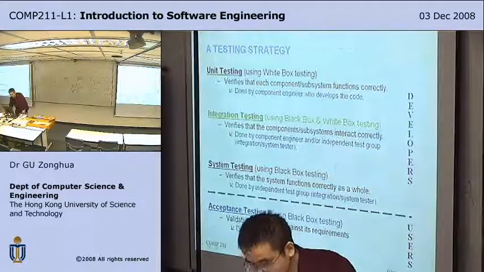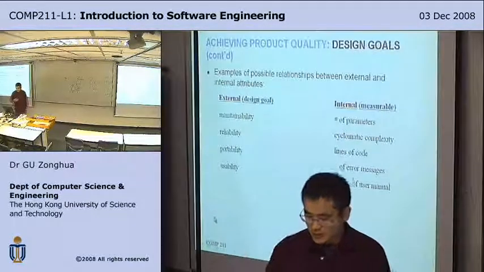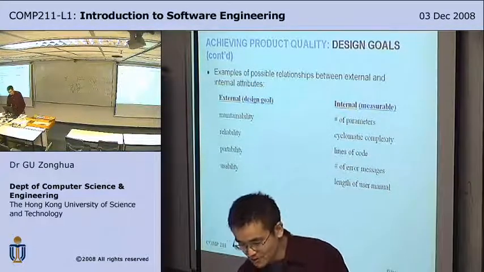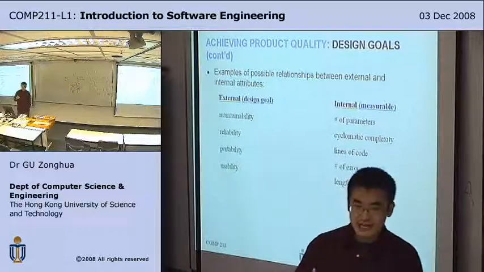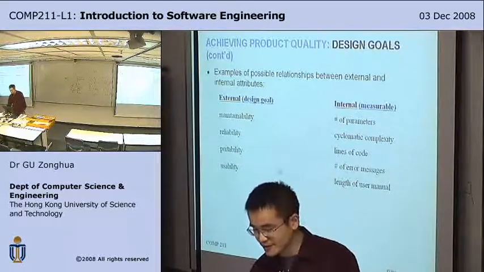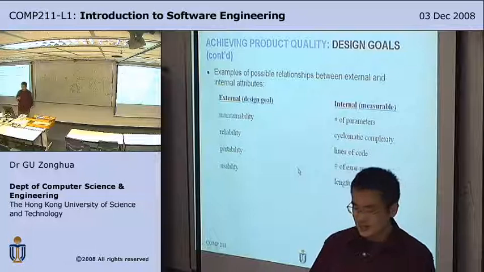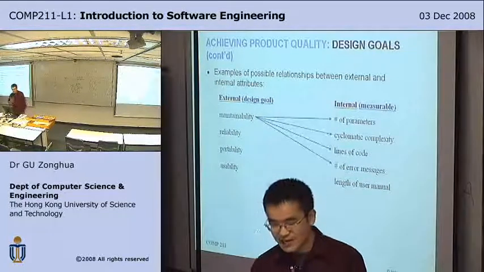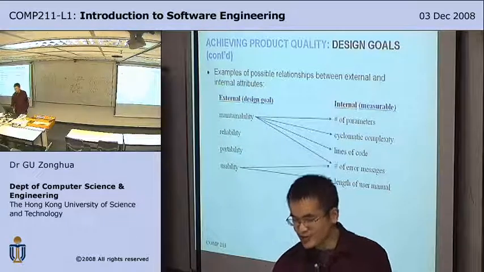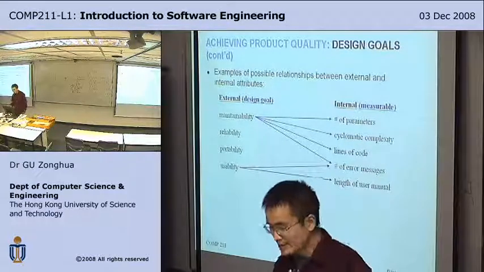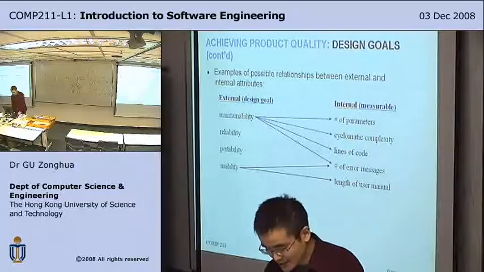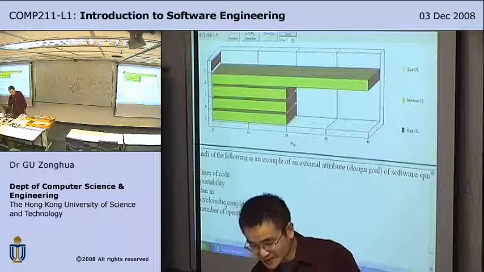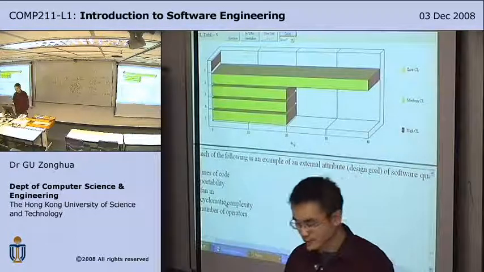So remember the difference between the external quality and internal metrics. External is the maintainability, reliability, all the qualities. Internal is the measurable things like number of parameters, number of lines of code, and cyclomatic complexity. So we're trying to predict the external design goals from the internal metrics, and this is part of the estimation process. So all the others, like lines of code, fan-in, cyclomatic complexity, these are internal attributes, not external.